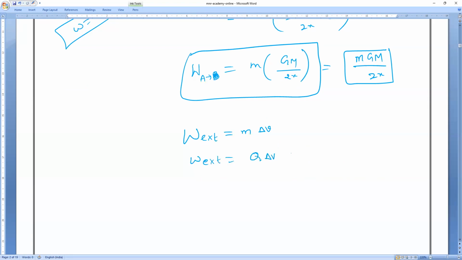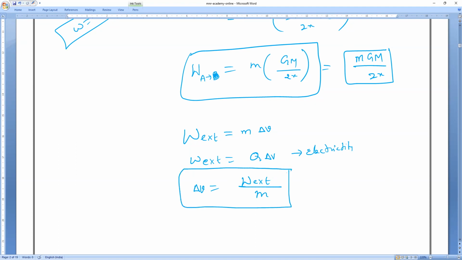Charge into delta V. Am I right or wrong? Everybody? So that is what you have to remember. And if I have taken delta V from this, which is equal to the work done by the external force divided by mass M. These are the formulas which you need to remember. Anybody having any doubt in this, you can ask me, or else complete this and we'll proceed further.